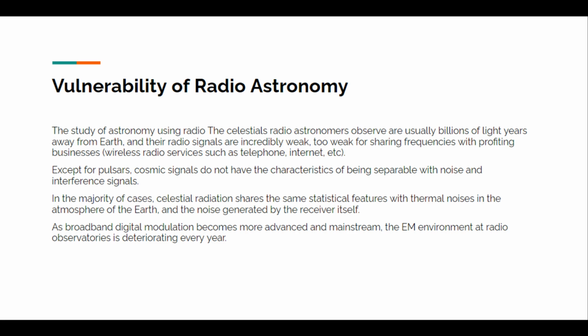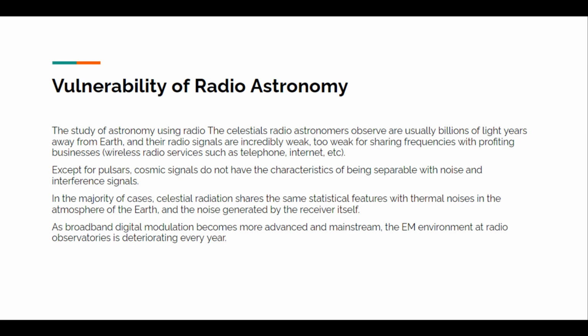Except for pulsars, cosmic signals do not have characteristics that make them separable from noise and interference signals. In the majority of cases, celestial radiation shares the same statistical features with thermal noise in the atmosphere of the Earth, and the noise generated by the receiver itself. These characteristics cause radio astronomy to be extremely vulnerable to interference.